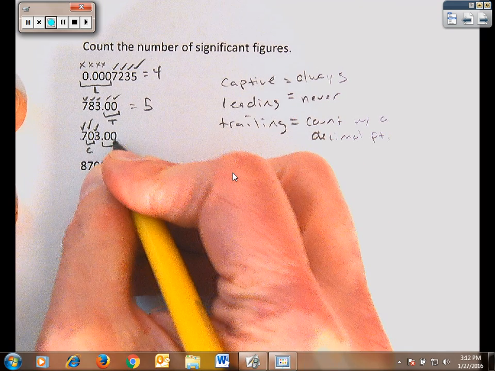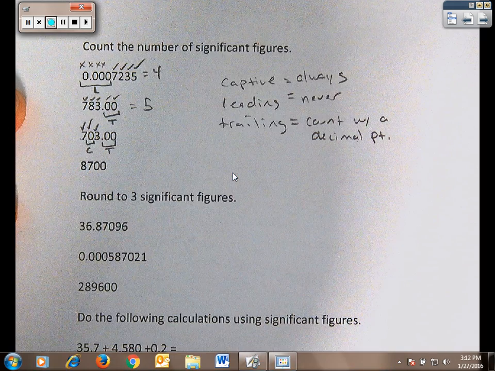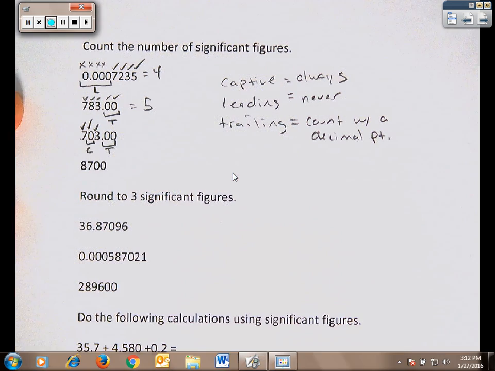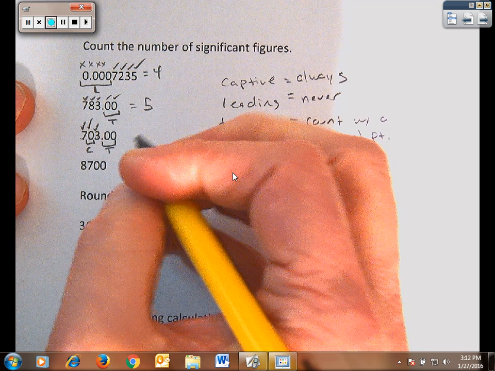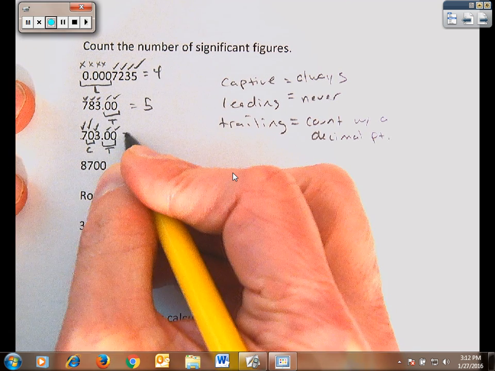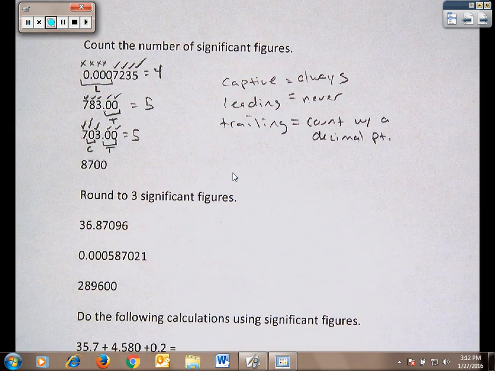These are trailing. Trailing come at the end of the number. They come after the last non-zero number. They're significant if you have a decimal point. We have a decimal point. They count. This number has 5 significant figures.